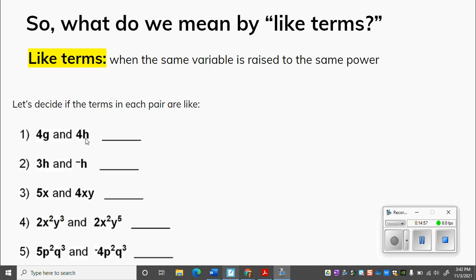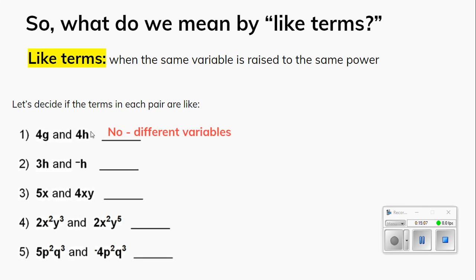So let's say G stands for grapes, and what would H stand for? Maybe like pieces of ham. So if you have 4 grapes and 4 pieces of ham, well, then great. You have 4 grapes and 4 pieces of ham. You can't lump those together. So no, these wouldn't be like terms because they have different variables. Okay, I wouldn't put that together and say 8GH. Nope, nope, nope. They are not like terms, so I can't do anything with them.